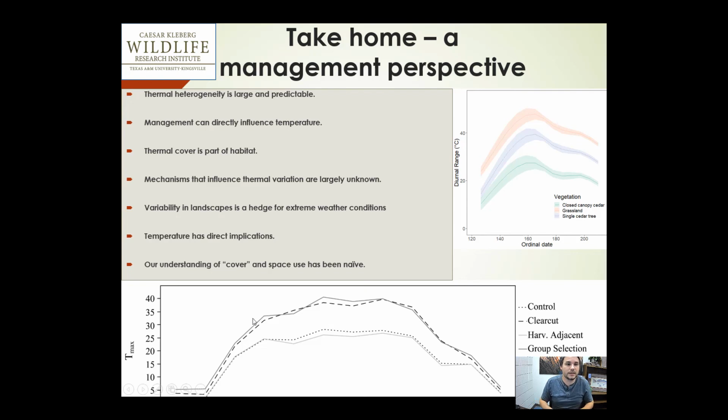So we really need to think about how thermal cover is truly a part of habitat, and that cover is not just escape cover. It's not just predator avoidance cover. It actually functions to moderate thermal conditions for organisms. Mechanisms that influence the thermal variation are still largely unknown, and we're starting to build on that knowledge with some of this research I'm presenting today. And really, we need to think about variability and heterogeneity of vegetation in landscapes as kind of a hedge for these extreme weather conditions.